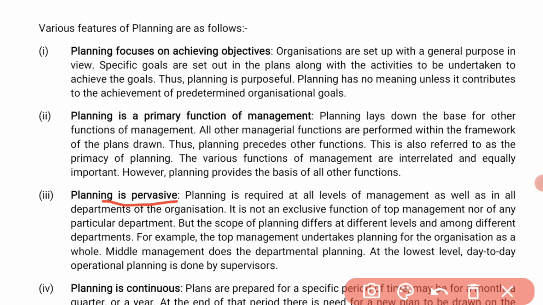For example, the top level management undertakes planning for the organization as a whole. Middle level management does the departmental planning, and at the lower level, day-to-day operations planning is to be done. So like this, planning plays a very important role and it is pervasive.